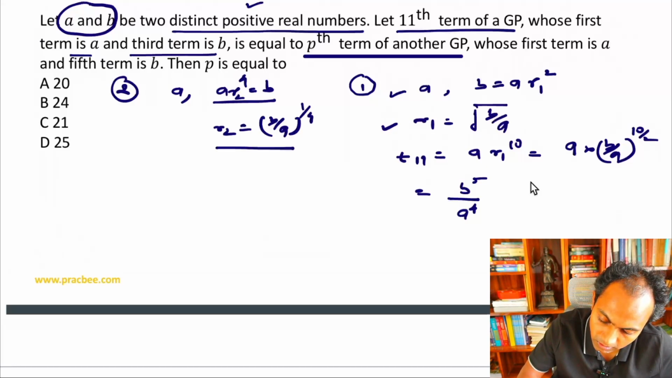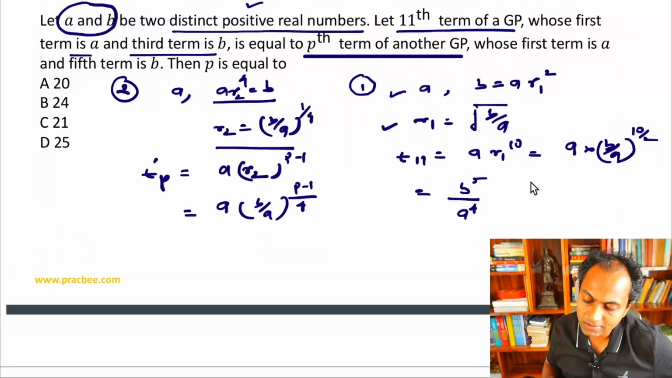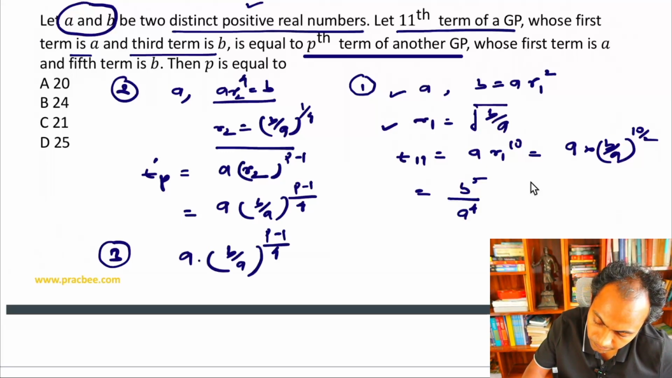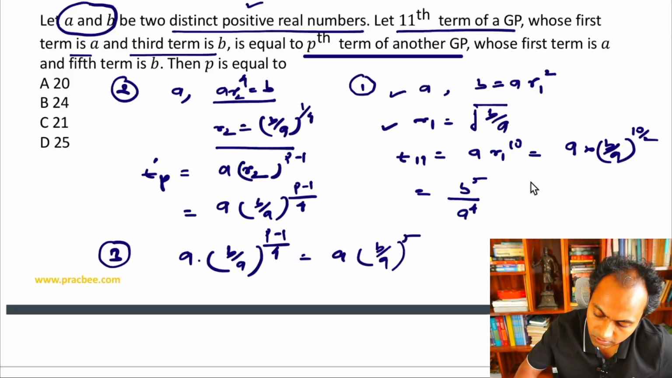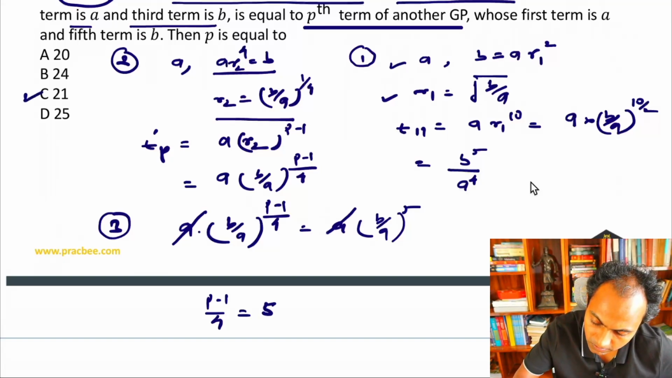Now they are talking about a pth term here. So the pth term, if I figure it out in this new sequence, is going to be A R2 raised to the power P minus 1. So if I write it down, it is A, then B by A raised to the power P minus 1 by 4 will come. Now what they are saying is this is equal to the term that we figured out earlier. So in the third step, we can equate both of them. It would be better if I write it like this only. It will make sense for us to solve the question. So you can see that A gets cancelled out and P minus 1 by 4 came out to be nothing but 5. So P comes out to be nothing but 21.